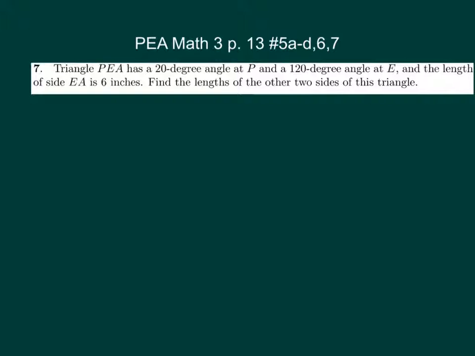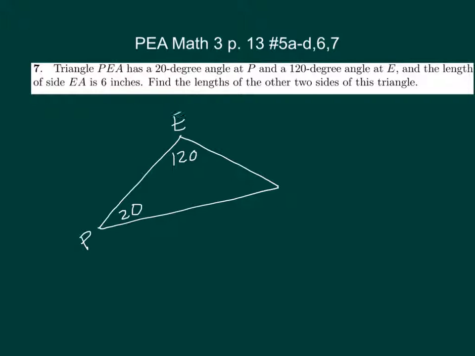Number 7, we have triangle PEA, which has a 20-degree angle at P and a 120 at E. I'm going to try to make it somewhat realistic. Length EA is 6 inches. All right, so we have that picture. What law are we going to use now? It says to find the lengths of the other two sides.